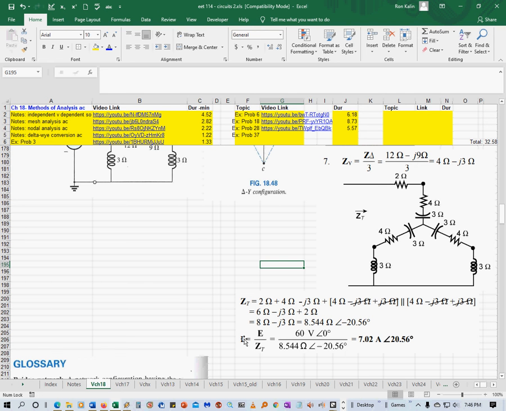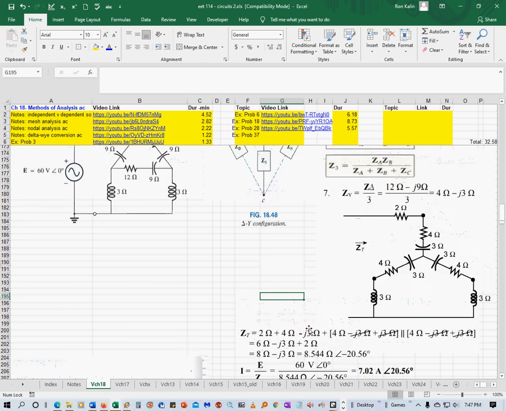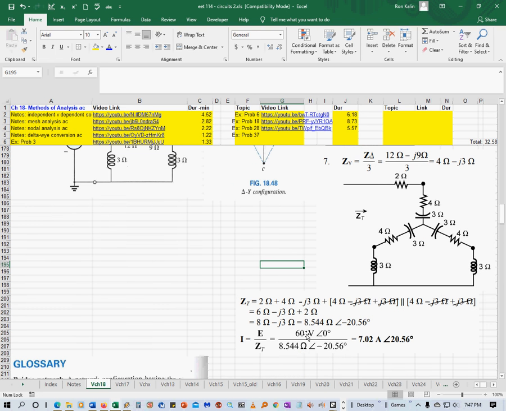20.56. So to find the source current, it's just E divided by the total impedance. You're given that E up here, so that's 60 volts angle 0 divided by 8.5 angle negative 20.56 equals 7.02 amps, angle 20.56.